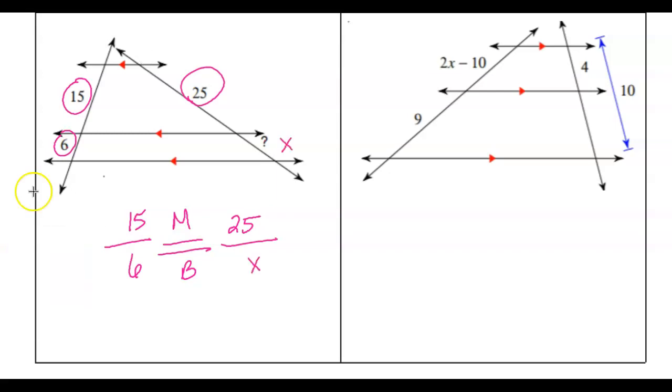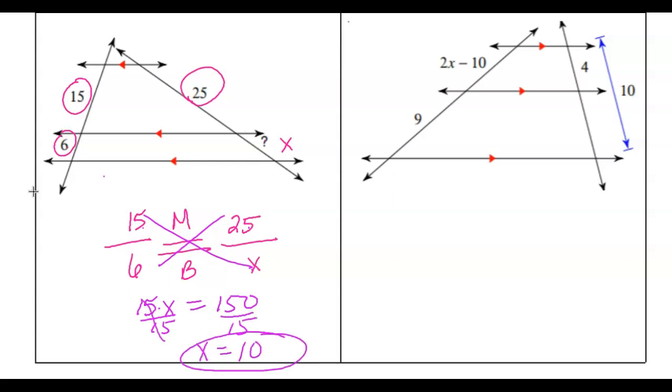Okay, and so depending on what the shape is, what we're looking for is not always just top and bottom. So 15 times x, 6 times 25. So divide by 15. And so x equals 10.